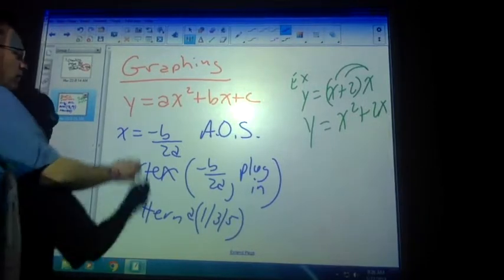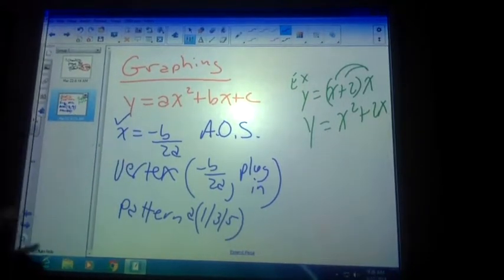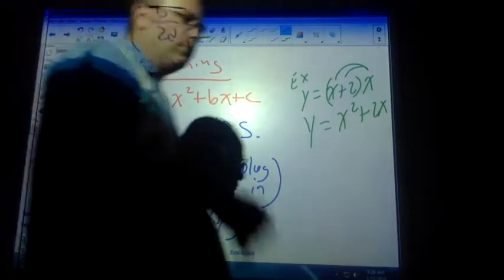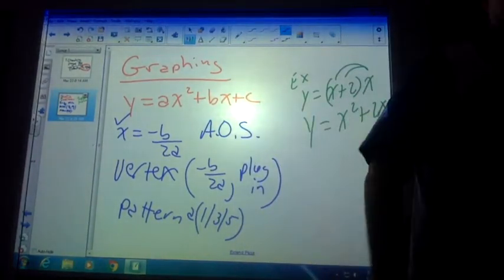Things that I'll be looking for, make sure you have your axis of symmetry. That's just that vertical line. Make it just a vertical dotted line. Okay? Sometimes you'll be able to find the roots. Sometimes you won't. You won't be able to find the roots if your vertex is above the x-axis and your parabola opens up. Or you can't find your roots if your vertex is below the x-axis and your parabola opens down, because it doesn't cross. Okay, those are called complex solutions.